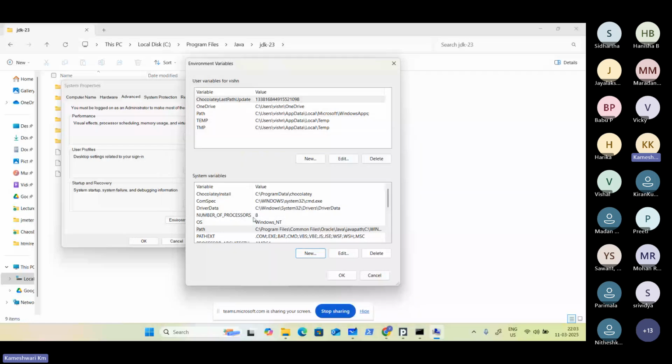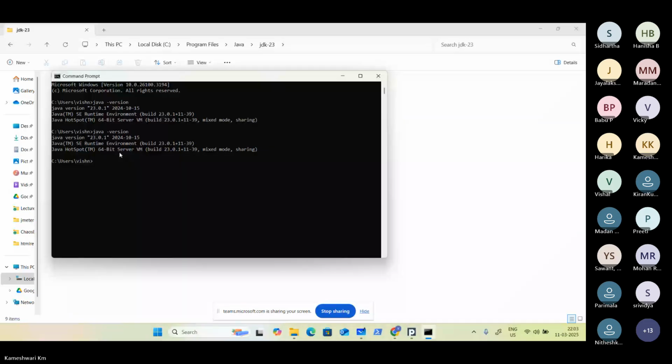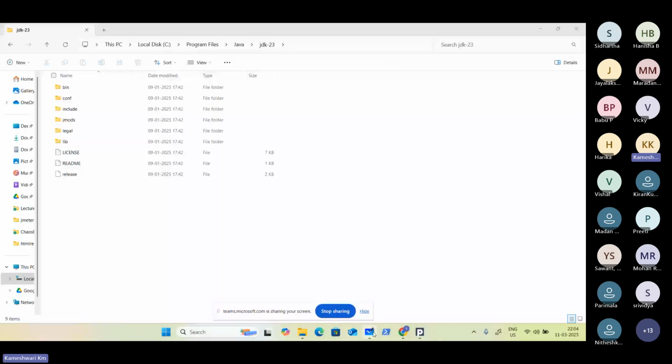Now what you do once you add it, just go back to java -version, enter. Your version should be visible. So this much is very important for your JMeter to run. Java is very important because JMeter is a Java application. It will not run if your system doesn't have Java. So java -version, you should get a result. That is the first step.